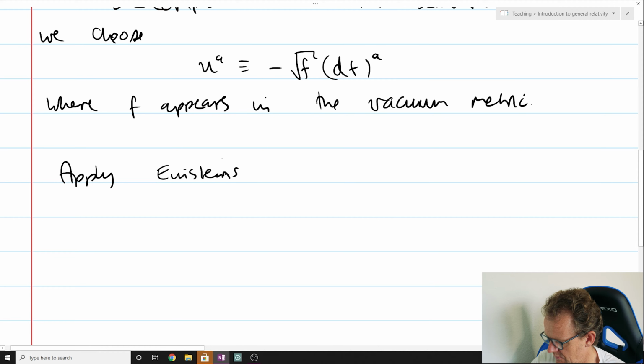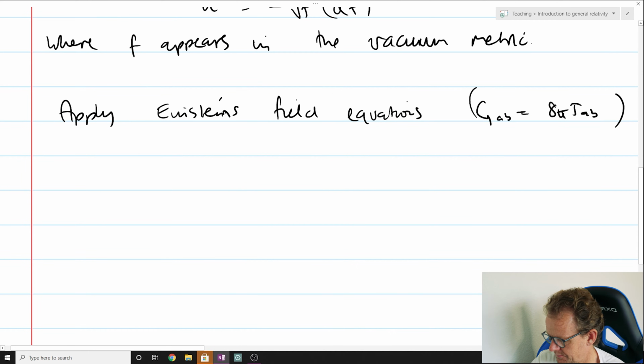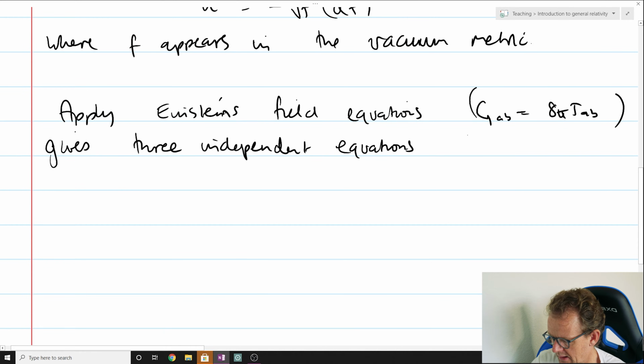No, we just apply Einstein's field equations in the usual form, or the originally, for this course, quoted form, G_AB equals 8 pi T_AB. We're going to apply them in this way. And we will obtain three independent equations, just as we did in the vacuum case.